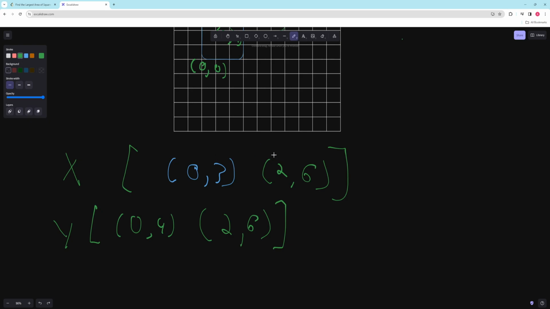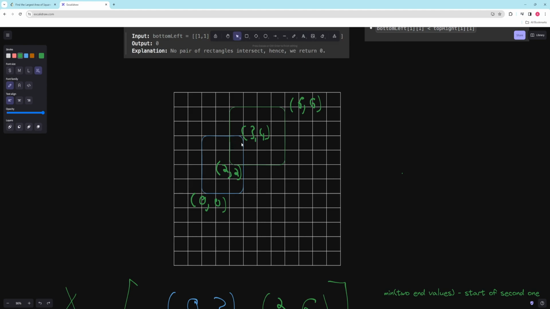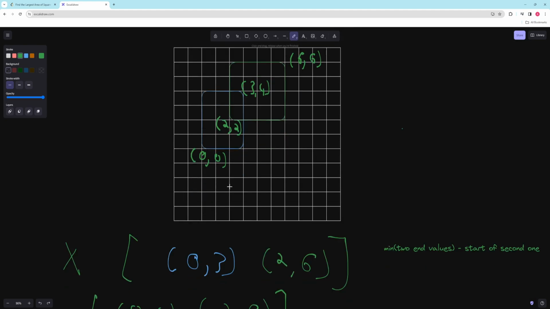Here they do overlap. And you basically need to figure out, if they overlap, how much overlapping space there is. And the way to figure out the overlapping space is really easy. It's going to be the minimum of the two end values, minus the start of the second one. Because if you look, the x overlap is right over here, right? So it's going to start where the second square starts all the time, because we did sort the x's. So this x will start later.